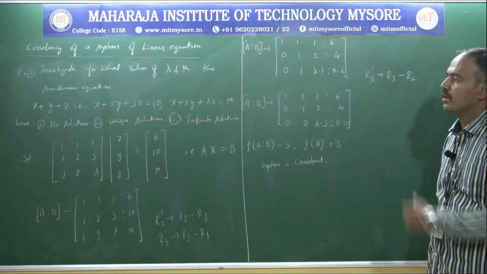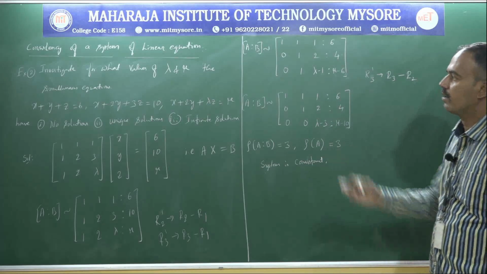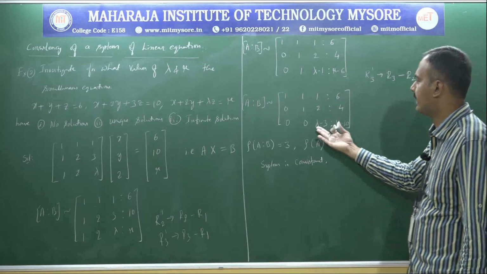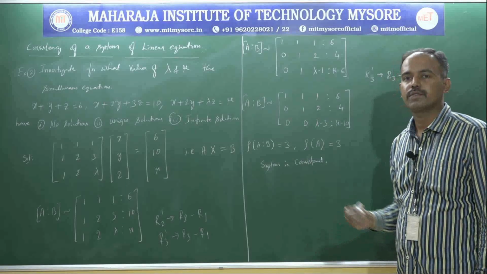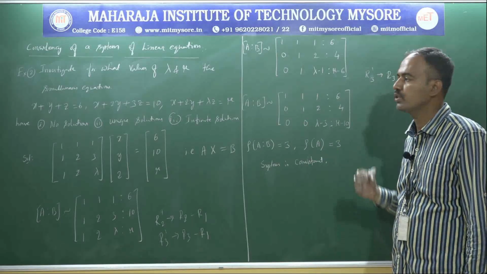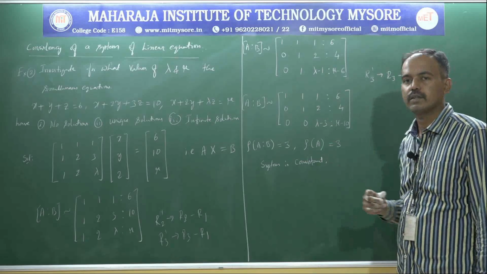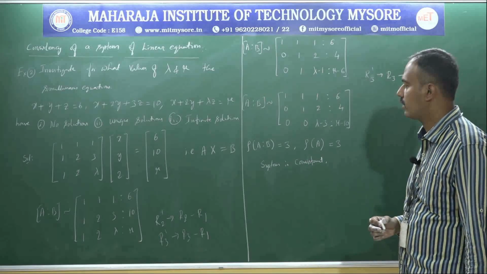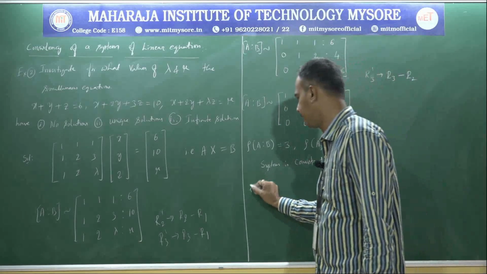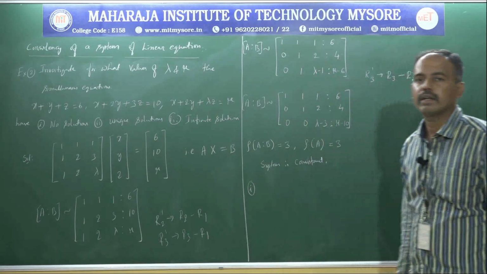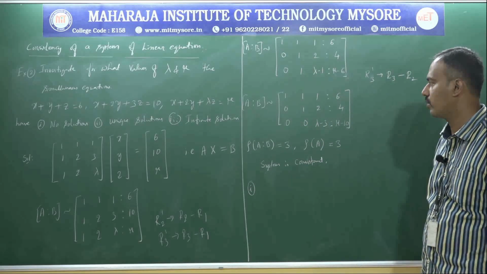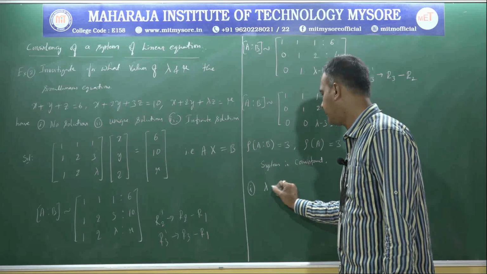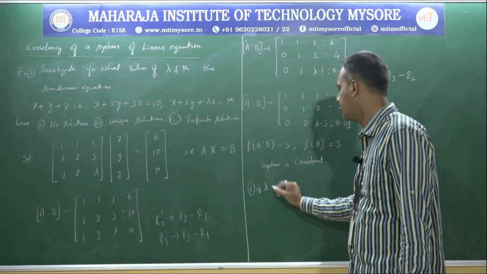The system is consistent. Once we get that the system is consistent, we have to verify the 3 observations. Unless we know the values of lambda and mu, we can't directly specify whether we get no solution, a unique solution, or infinite solutions. Now the system is consistent. Next, considering the first case, if lambda is equal to 3.